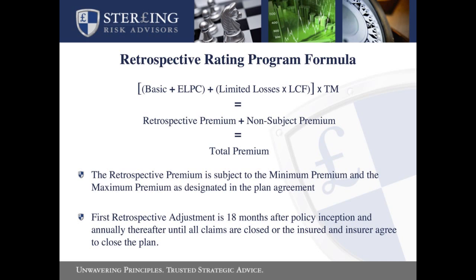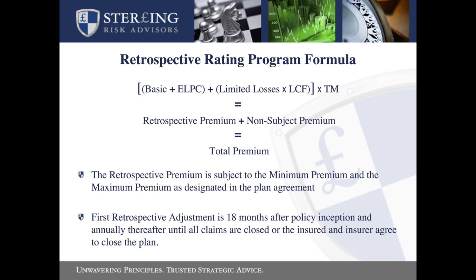This is just a formula that is used to calculate a retrospective rating program. The basic being the expenses. An excess loss premium charge just adds another premium charge. Your limited losses that you assume and you pay, the cost to adjust those claims, the tax that is a pass-through. It's what the regulators, state of Georgia, state of Florida, come up with. Our retrospective premium, and then a non-subject premium is added to that to come up with the total premium. And it's subject to a minimum and a maximum in the plan agreement.